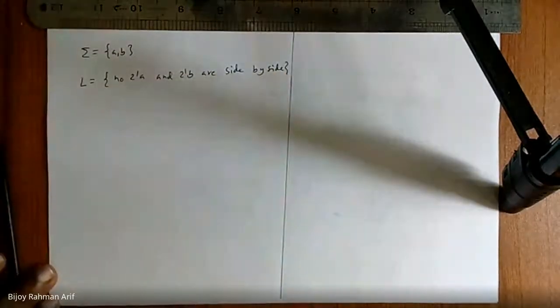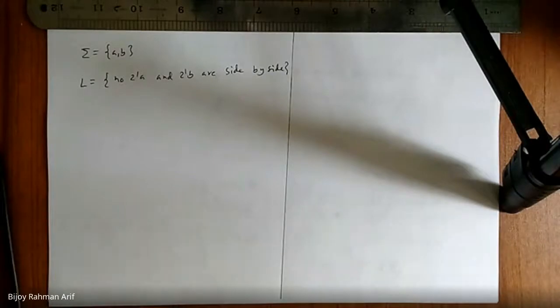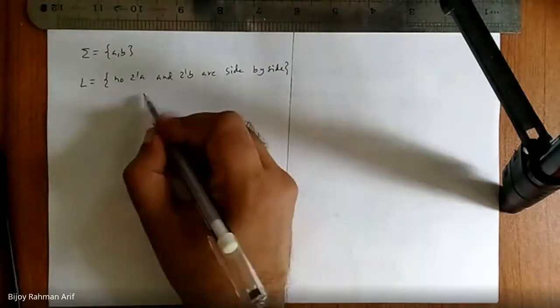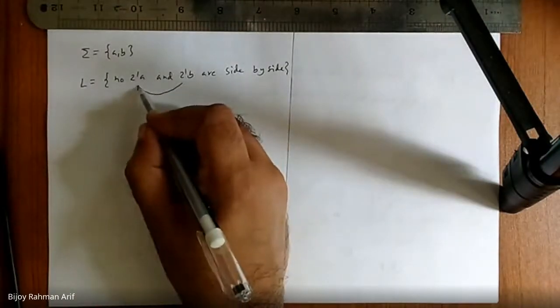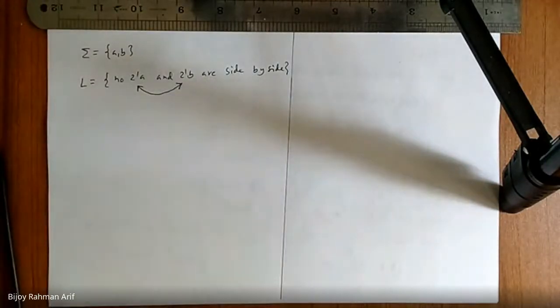Node 2A and node 2B's are side by side. How can you solve this problem? Sir, there will be two separate languages, L1 and L2, so if we solve one, the other... No, it is not automatic, you have to solve them together. So what are the strings inside this language? You cannot do them separately.